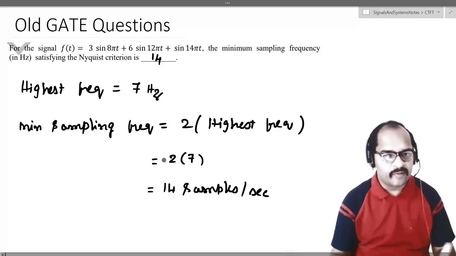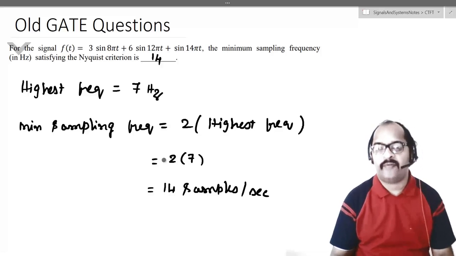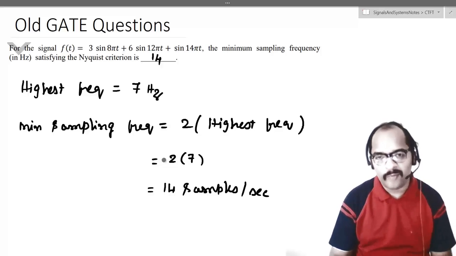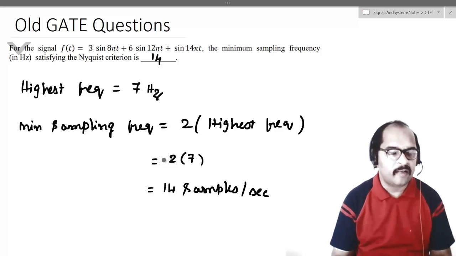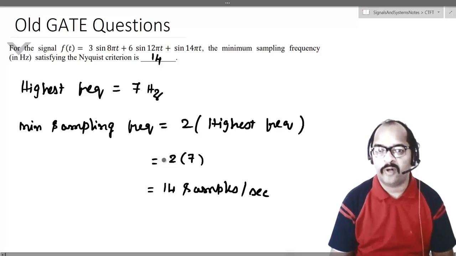So with that, we are done with continuous time Fourier transform. We have seen the theoretical part, we have solved the problems, and we have also solved old GATE questions. So with that, we are done completely with continuous time Fourier transform. Next, we will move on to the Laplace transform.